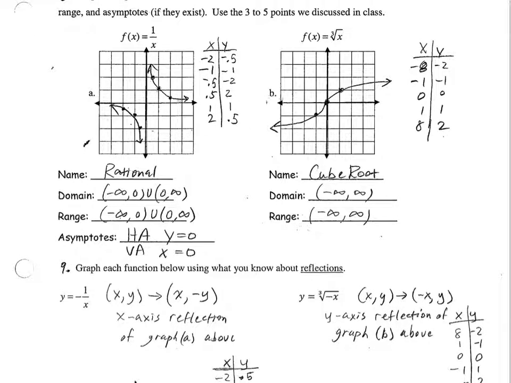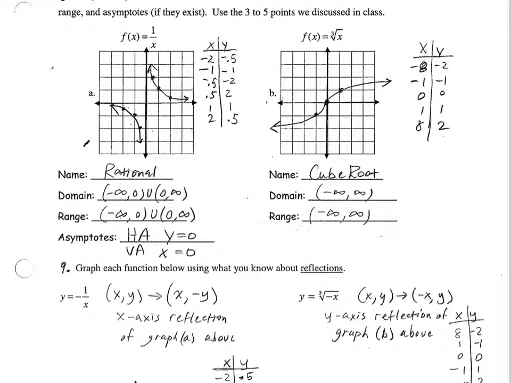Now in problem 9, we want to graph the functions below, y equals -1 over x, and y equals the cube root of -x, by remembering what we know about reflections. What is the impact of placing a negative into the function's equation? Well, it depends on where we put the negative. So if we interpret this negative as being on the outside, in problem 9 right here, then the transformation rule is to take the x's and leave them alone while the y values are changing sign, because when a negative is on the outside, the y values change their signs.